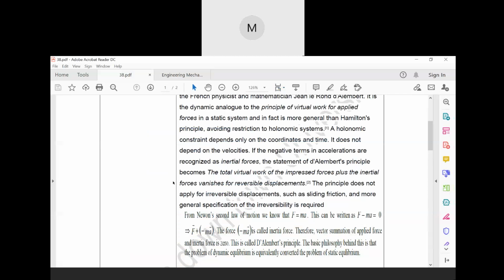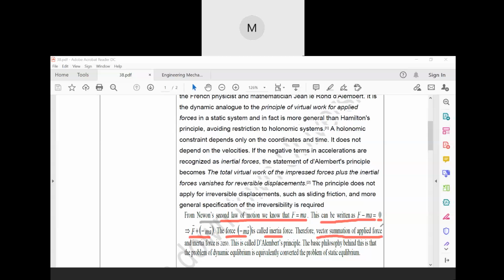So here, from Newton's second law of motion, we know that F equals ma. Now this F equals ma can be written as F minus ma equals what? 0. This minus ma means what? It can be written in this manner, F plus (minus ma). So this force, minus ma, is called the inertial force.